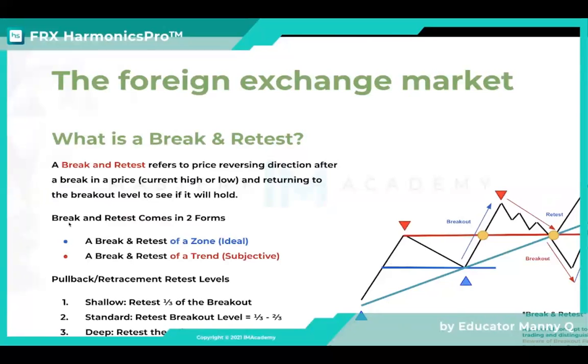Now, there are two forms of break and retest. You can have a break and retest of a zone, which is ideal, or a range, or you can have a break and retest of a trend, which is subjective. Before we get into a break and retest of a trend, which is subjective, we're going to talk about the ideal break and retest of a zone. Let's begin by looking at the price model over here, and then we'll go over to the actual live market.